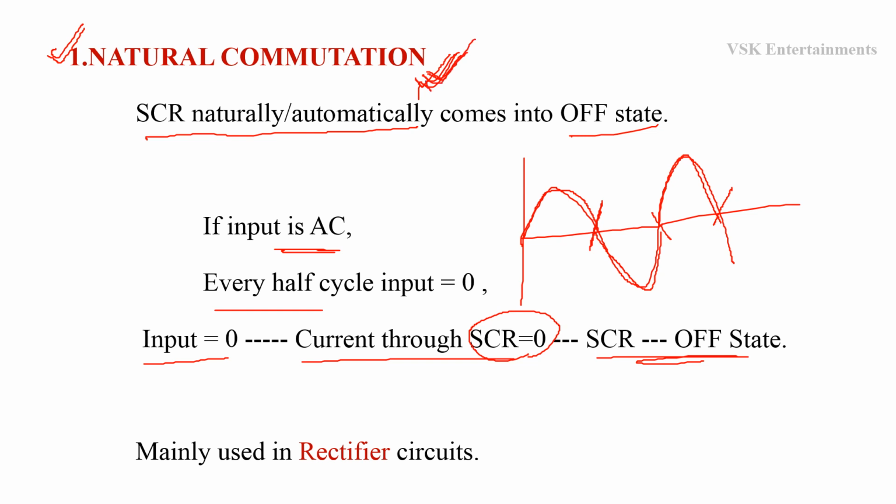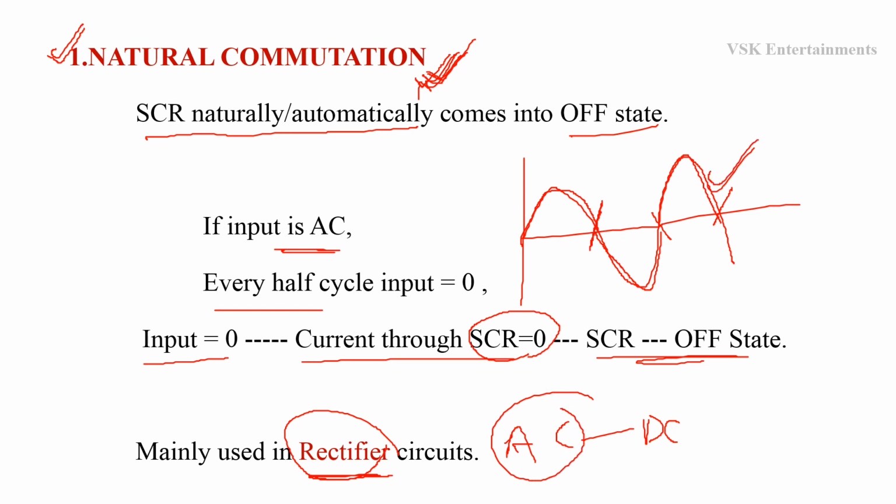Coming to application, natural commutation is mainly used in rectifier circuits. Here a rectifier is a circuit which converts AC to pulsated DC. In rectifier circuits, the input is AC. So every half cycle it becomes 0. Input becomes 0, then the current flowing through the SCR becomes 0, then the SCR automatically comes into the off state. That's the concept and application of natural commutation.